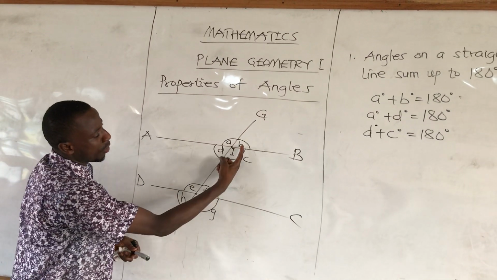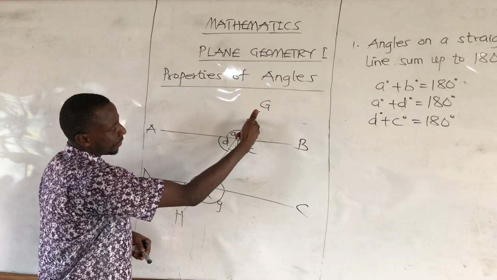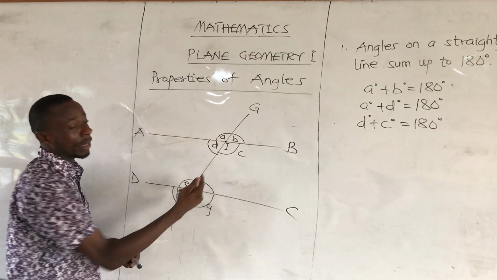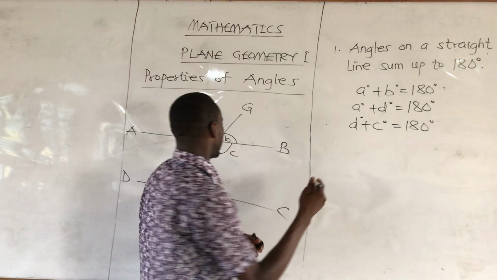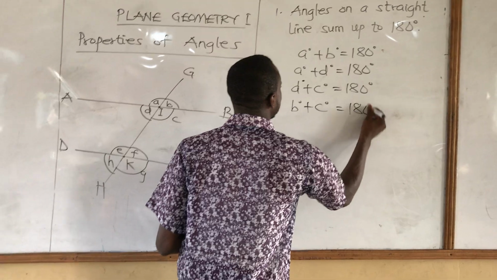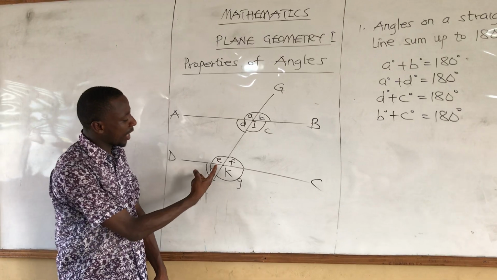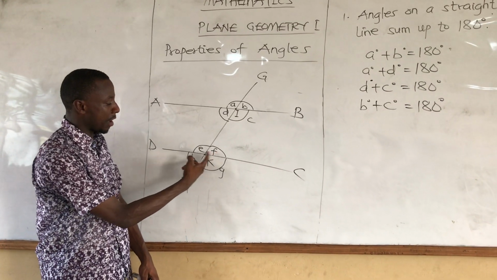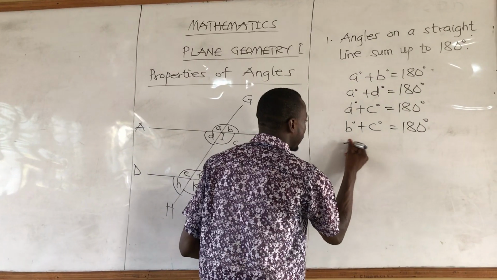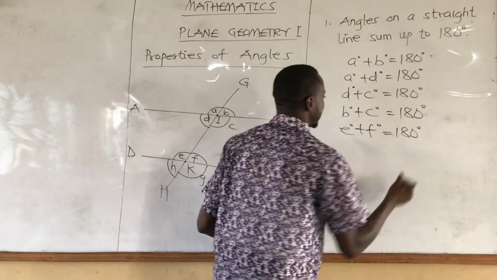When we come to angle B and angle C, they are also lying on the line GH. This is angle B, we have angle C, and we can see that it is forming something like a semicircle. So angle B plus angle C is equal to 180 degrees. Now let's come to this point. Angle E plus angle F are also lying on the same straight line DC. So angle E plus angle F is also equal to 180 degrees.